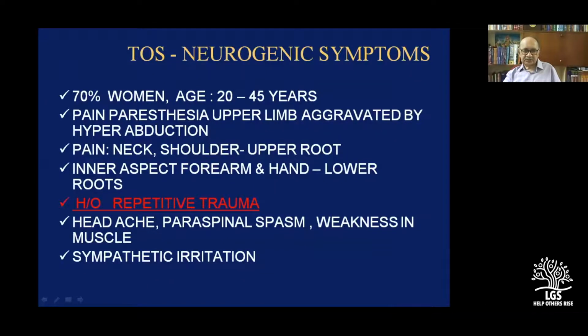Repetitive trauma and sympathetic irritation produce weakness, headache, and paraspinal spasm, which all our computer personnel complain of. Pain and paresthesia in the upper limb are aggravated by hyperabduction. Neck, shoulder, and upper aspect pain suggest lower root problems.